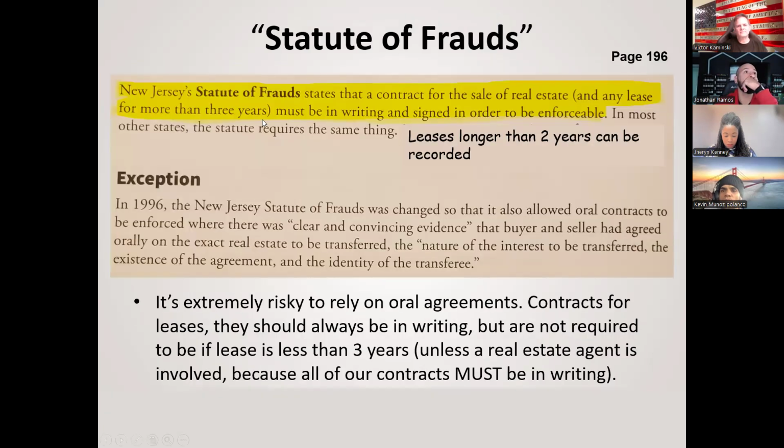So let's highlight this. New Jersey statute of frauds states that sales contracts for the sale of real estate and any lease for more than 3 years must be in writing and signed in order to be enforceable. And then right there too, that leases longer than 2 years can be recorded.